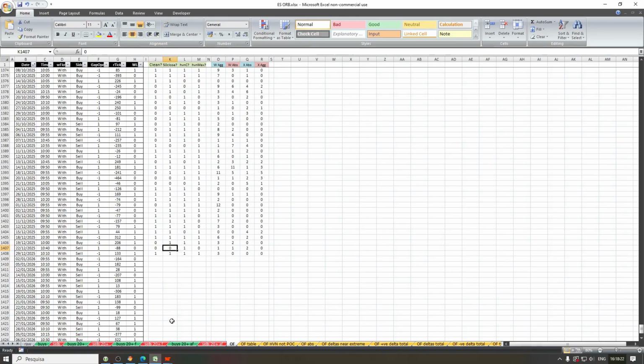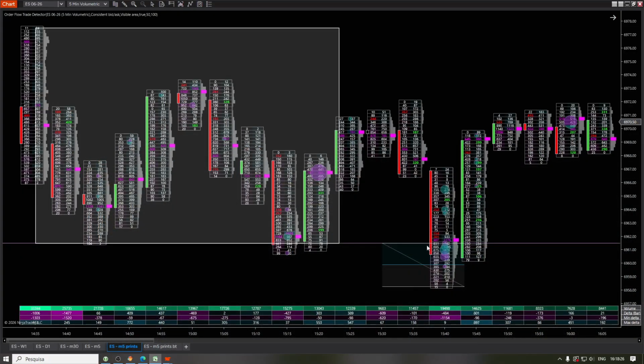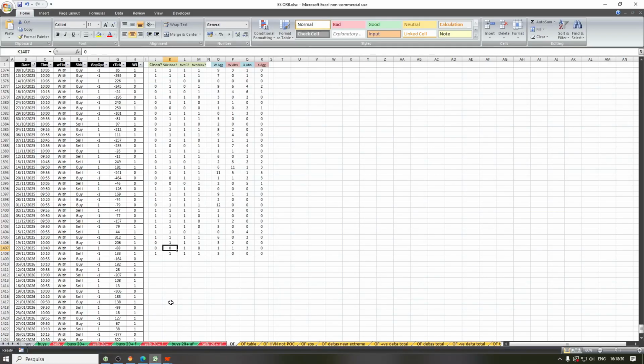With the idea being that you might want it to not have a large wick here because that kind of shows a bit of rejection beyond the level, right? That's the idea here.